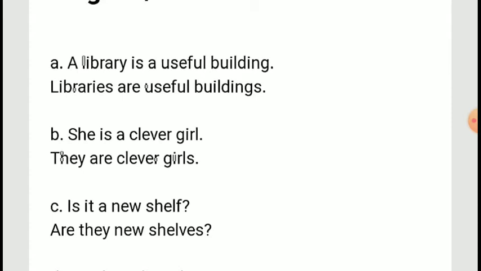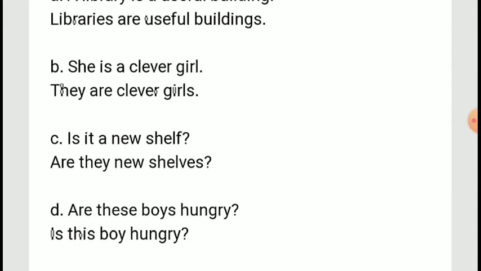So if you want to change a singular noun into a plural noun in a sentence, keep this in mind: a library will become libraries, is will change into are, and building will change into buildings. Let's look at the second example. She is a clever girl. Here, she is a singular pronoun, so you will change she into they. The verb is will be changed into are. There will be no change in the adjective. Now girl is again a singular noun, and it will be changed to girls to make the plural form.